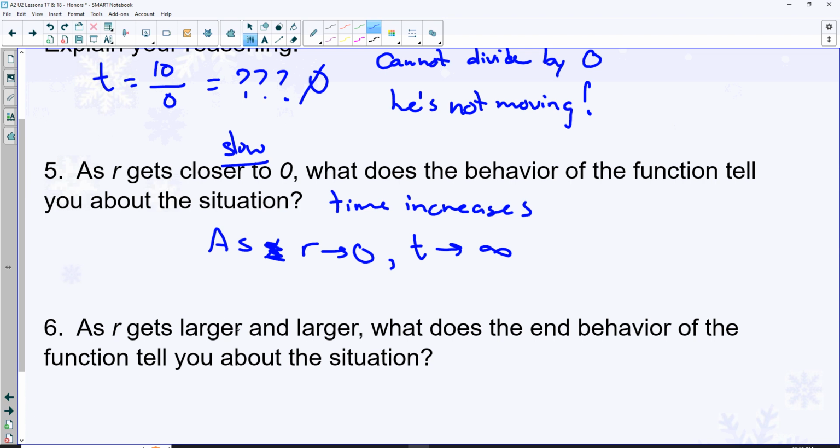Now, as r gets larger and larger, what does the time do? The time gets smaller and smaller, but there's always a time, right? As r goes to infinity, as r gets larger and larger, what happens? The time goes to what value? It's getting smaller and smaller, but there's always a time. So it goes towards zero, but it never actually gets there.